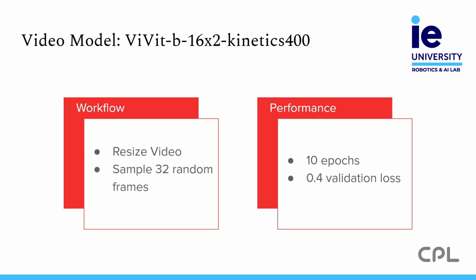In the video model, we have ViViT B16x2 Kinetics 400 by Google. In order to train this model, we first have to resize the video in order to fit the parameters of the model, and we sampled 32 random frames to fit to the model. In the end, after 10 epochs of training, we managed to achieve 0.4 validation loss on our test set.